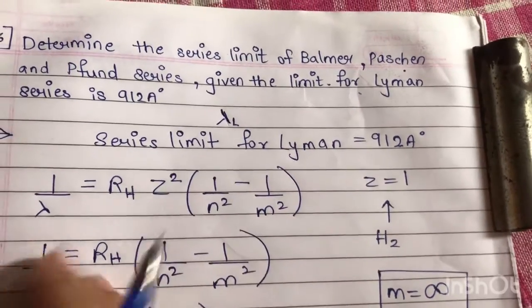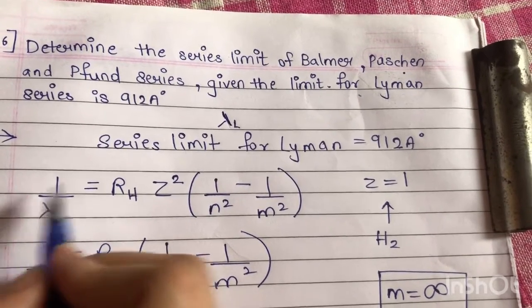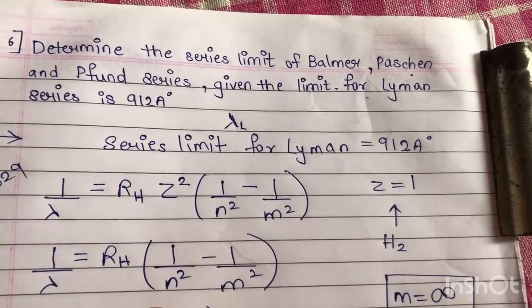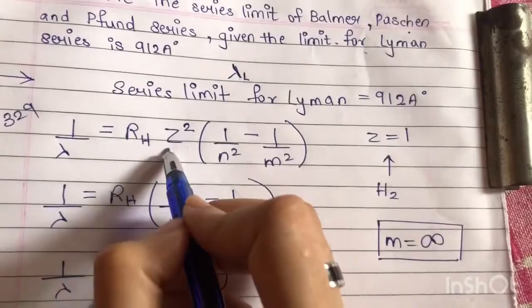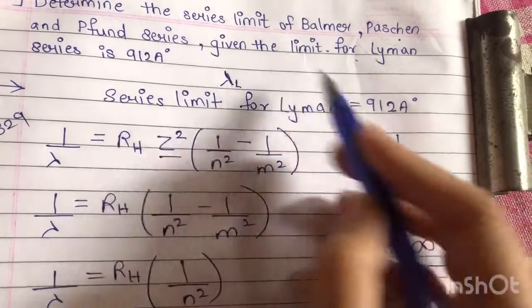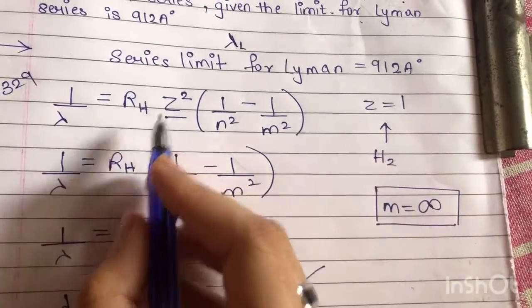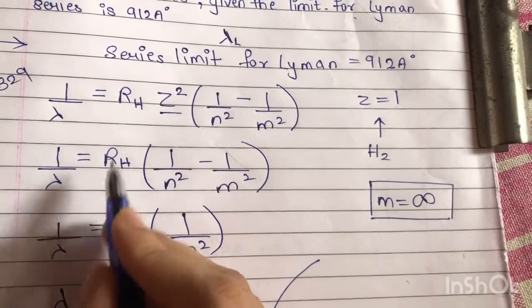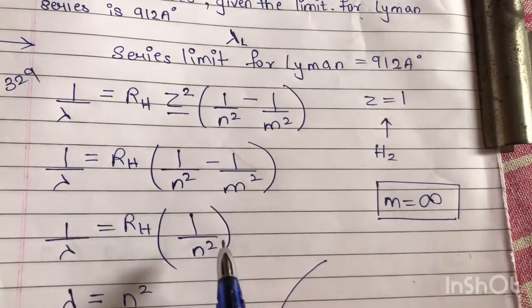Now we will go to the formula of Rydberg, also known as Rydberg's formula. You will find this formula on page number 329 of your textbook above solved example 15.3. Now the value of Z will be equal to 1 because all these series are for hydrogen atom. So for hydrogen atom Z is equal to 1. So this is the format of the formula after substituting Z equal to 1.